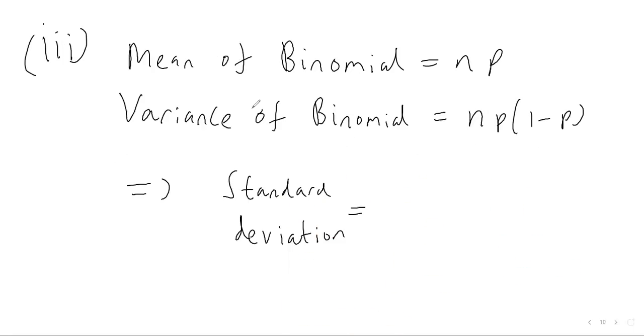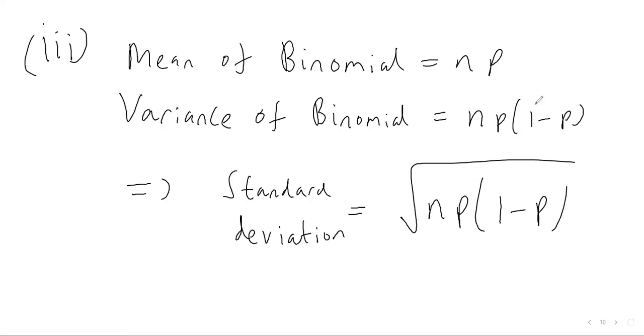Now, remember the mean and the variance of a binomial distribution. This is in your formula book. n times p is your mean, n times p times (1 minus p) is your variance. This is not in your formula book, but just remember that standard deviation is the square root of variance. So you just want to square root that to get your standard deviation.